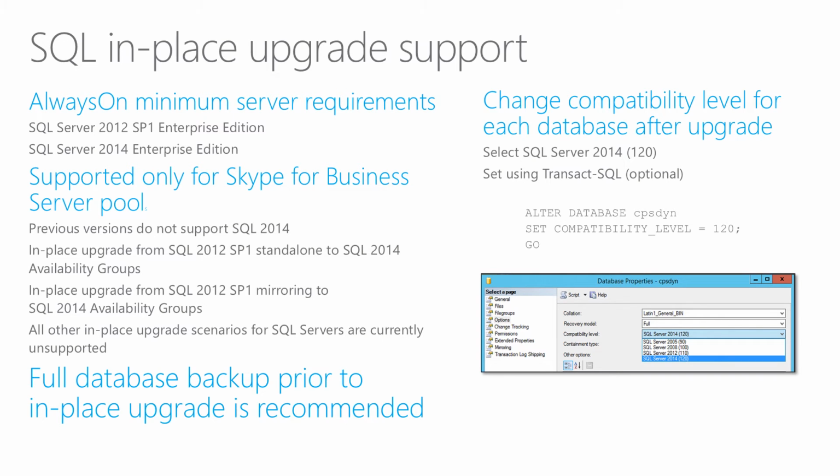When completing the upgrade process from SQL Server Mirroring to SQL Server AlwaysOn availability groups, it is important to note the following. AlwaysOn availability groups require either SQL Server 2012 SP1 Enterprise Edition or SQL Server 2014 Enterprise Edition. In-place upgrade from SQL Server 2012 SP1 standalone to SQL Server 2014 availability groups is fully supported, as is the in-place upgrade from SQL Server 2012 SP1 mirroring to SQL Server 2014 availability groups. All other in-place upgrade scenarios for SQL servers are currently unsupported.